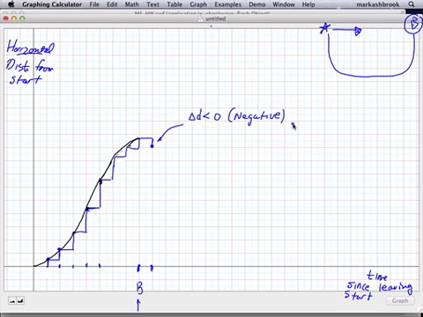Okay, don't tune out now. This is where it gets confusing. Next unit of time. Does his horizontal distance from start increase or decrease? It decreases. He's getting closer. So D1 is less than 0. So D2, is that a positive or negative change? Negative change. So here's the way we want to say it. Is it a bigger negative change or a smaller negative change? It's a bigger negative change.